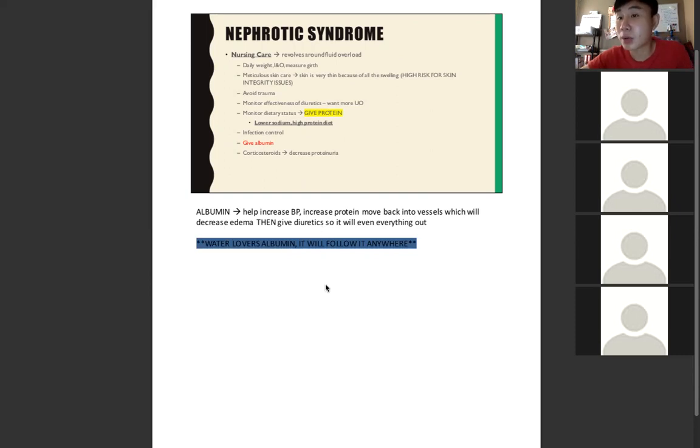So albumin is present in our blood vessel, and whenever we don't have protein, which means we don't have albumin, the water will not stay in our blood vessel. It will leak out and then cause issues. So if there's a question regarding evaluation for giving albumin, how do we know that the patient is responding to the treatment? It will be increased blood pressure. Their blood pressure will increase back up.